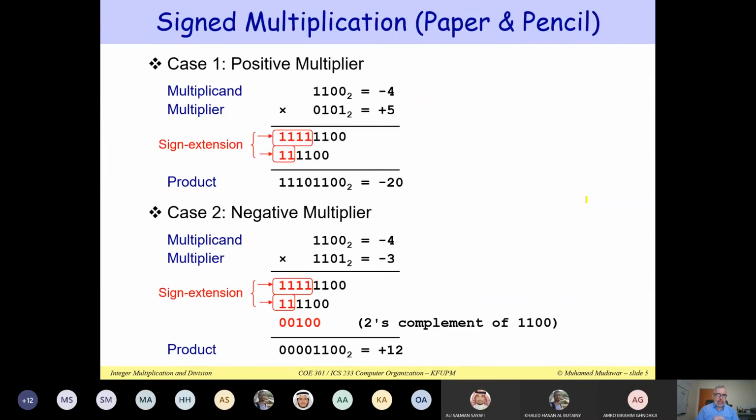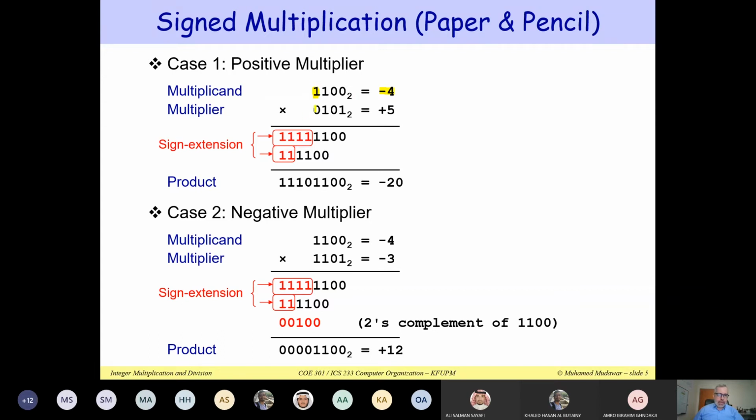This is signed multiplication done by paper and pencil. Now notice that I'm showing here two different examples. In the first case, the multiplicand is negative. Now this number here is signed. It's not 12, it's -4. Now notice that I'm just showing it for 4 bits. You can do it, of course, for whatever number of bits, but I'm showing it only for 4 bits. Notice that the sign bit here is 1, indicating that this number is negative. So this is -8 plus 4, it will give you -4, because the weight of the most significant bit will be negative. It will be -8. And this is 4, it will give you -4.